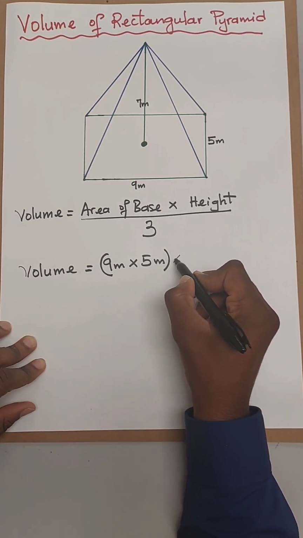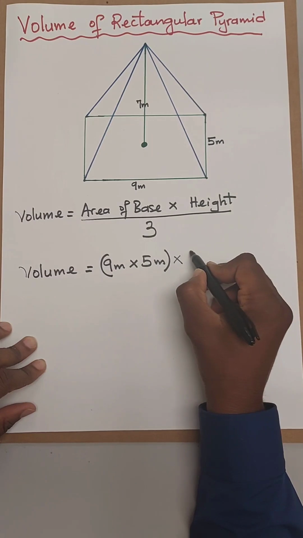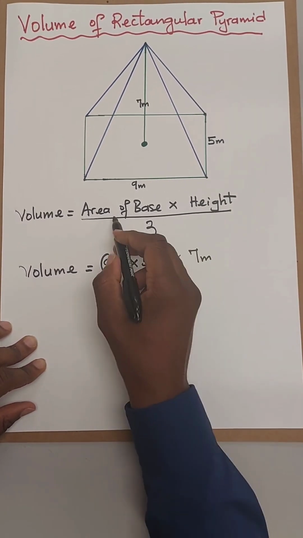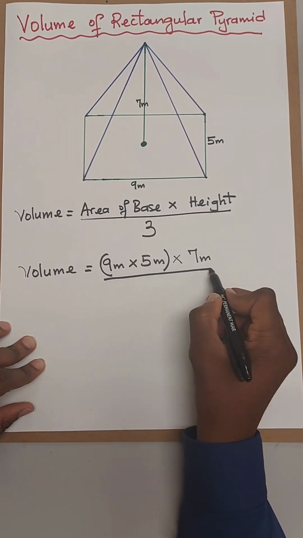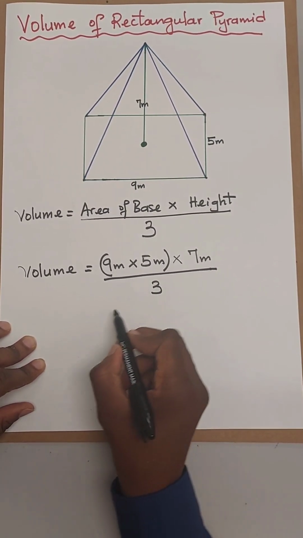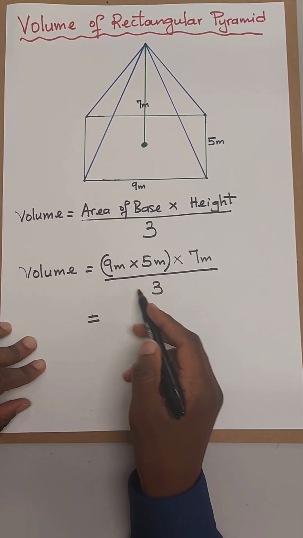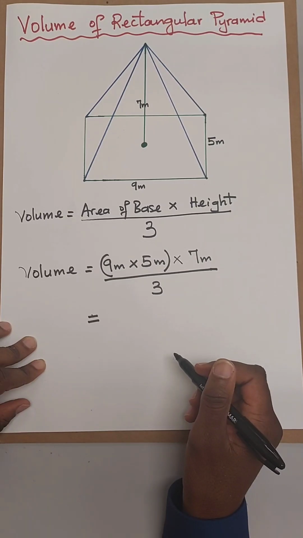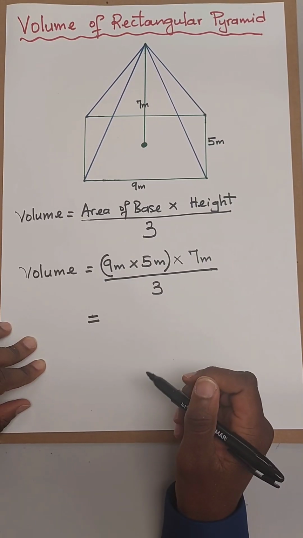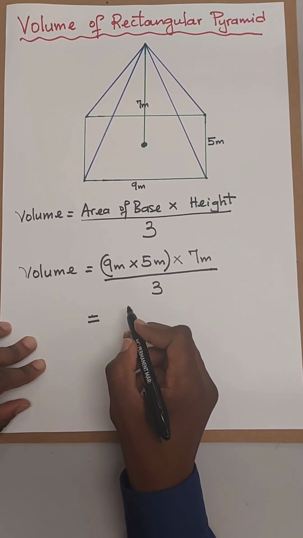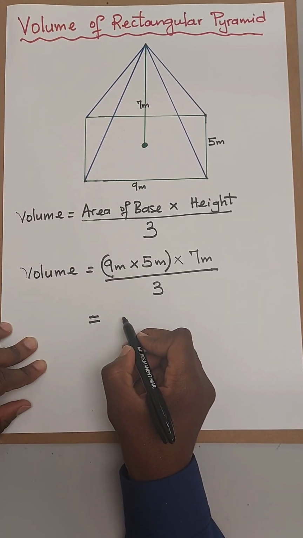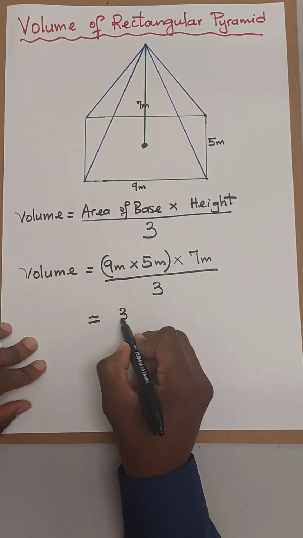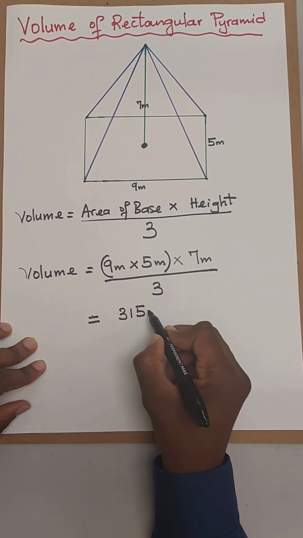So we multiply the area of the base by 7 meters. And then we want to divide all of that by 3. So if we simplify all of this, then we will get the volume of this rectangular pyramid. And so the volume will be 9 times 5 is 45. 45 times 7 is 315.